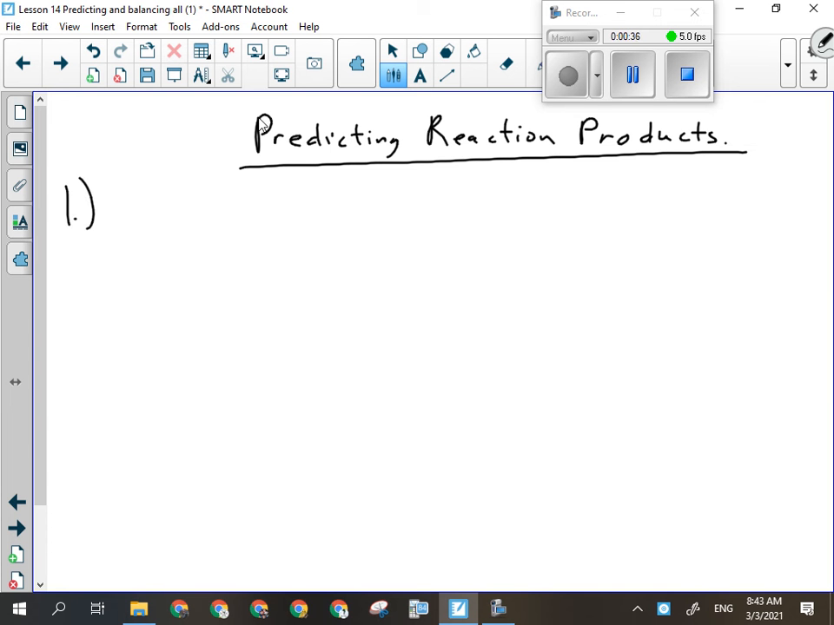First thing we have to do, we have to have the reactants written out in formula form. Okay, we cannot predict the products of a reaction with a word reaction. Right? So our first step is, and we haven't done this yet, we haven't had a word reaction given to us yet, we worked just with the formulas yesterday. Okay, but the first step is to write out the reactant formulas.